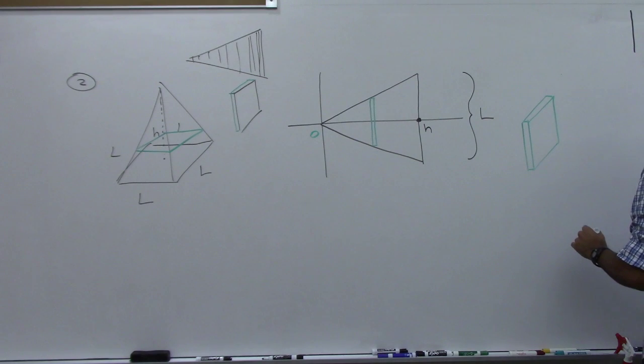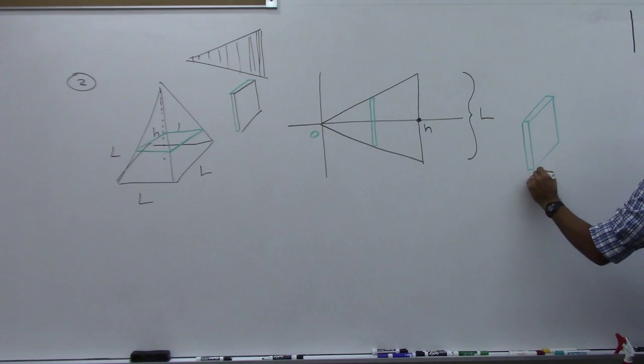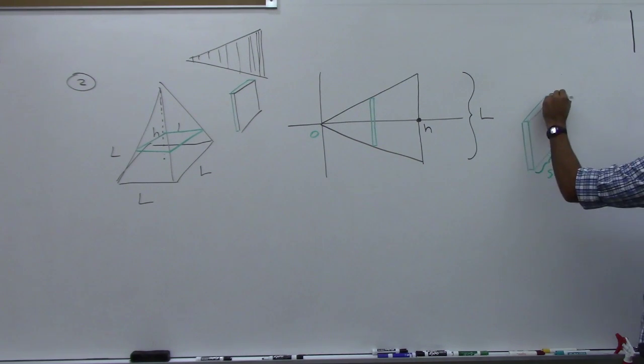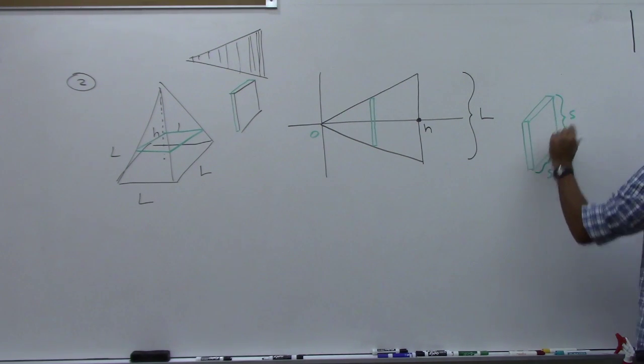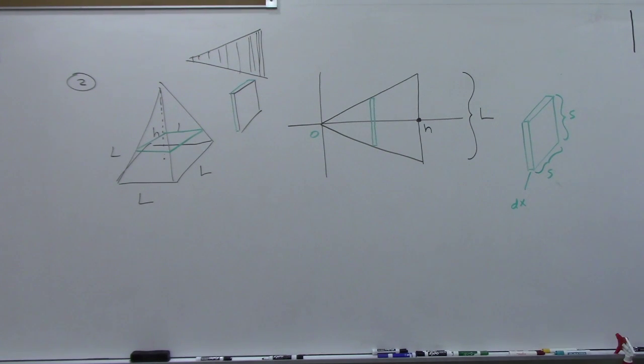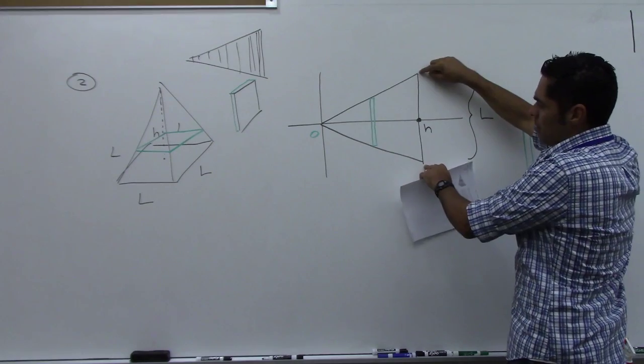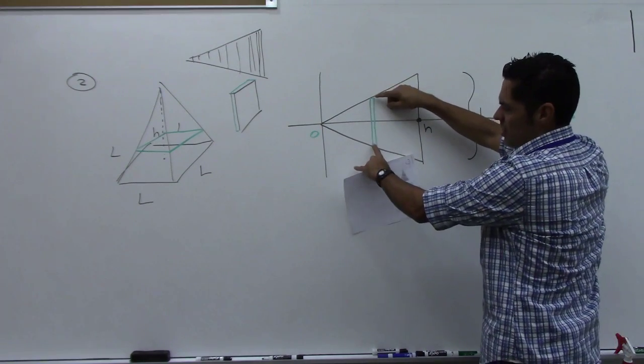So we know that this side, I'll just call it S, is equal to this side S. And we know that this is dx, the width of the little sliver. So if we can just figure out what this side is, we can find the volume. But that side is not L. L is only the very end. So we need to figure out this distance.